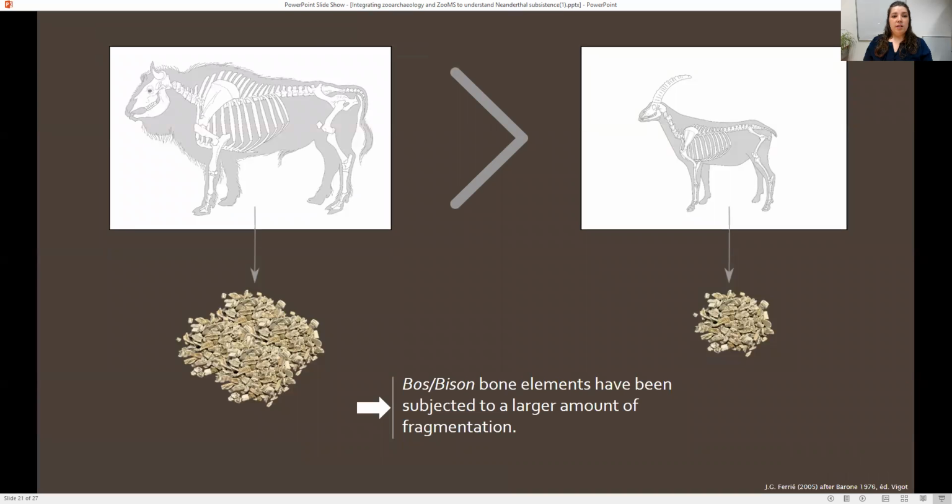So we've just seen that the studied bone fragments have nearly identical distributions of specimen length. Assuming that Bos/bison individuals are generally larger than Capra and Cervids, Bos/bison bone elements have thus been subjected to a larger amount of fragmentation.